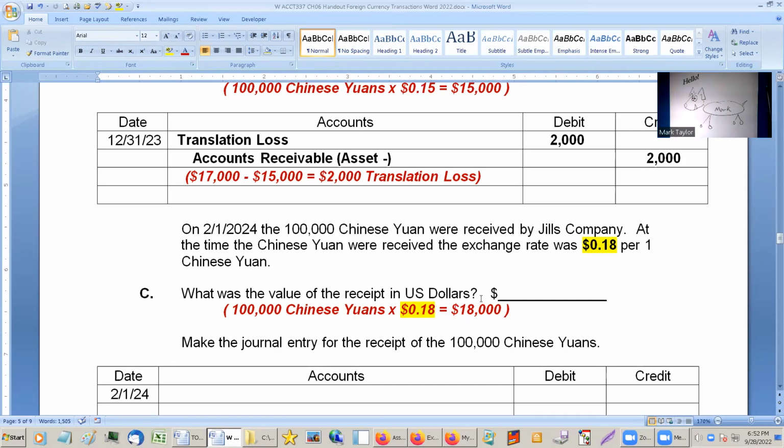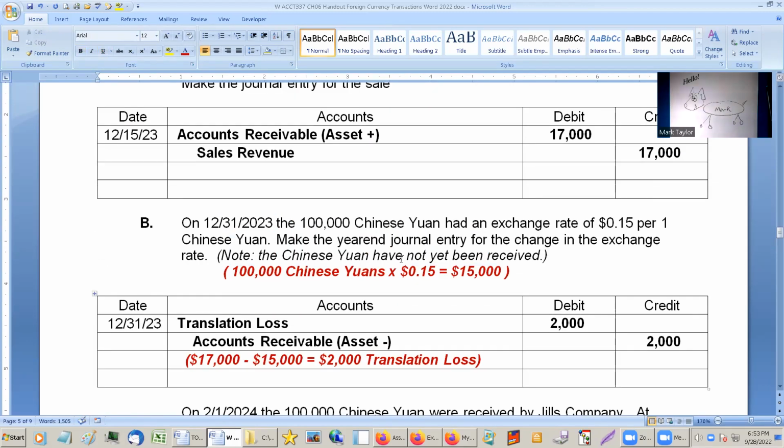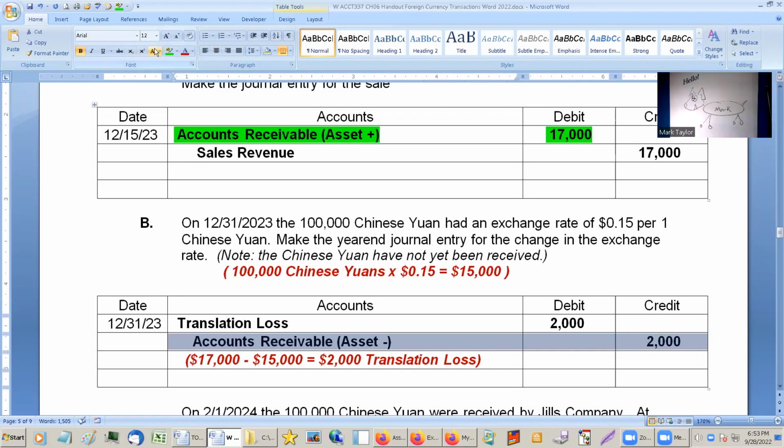Okay, so when we actually get paid for this, we'll get the 100,000 Chinese yuans, and we will immediately cash those in for US dollars. We'll get 18,000 out of it. Okay, now what is the journal entry going to look like for it? Now remember, the ones that are always difficult are the accounts receivable, because these, take these completely off the books.